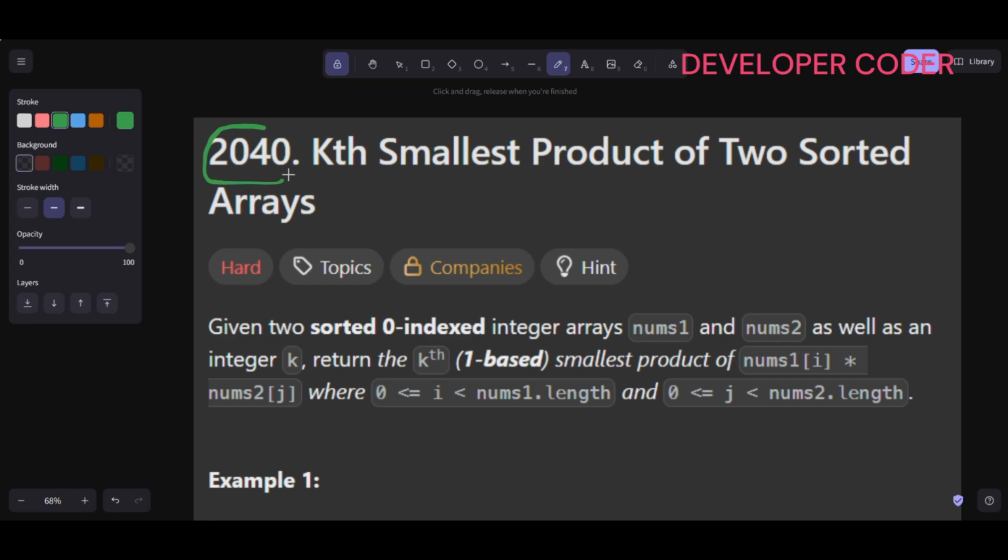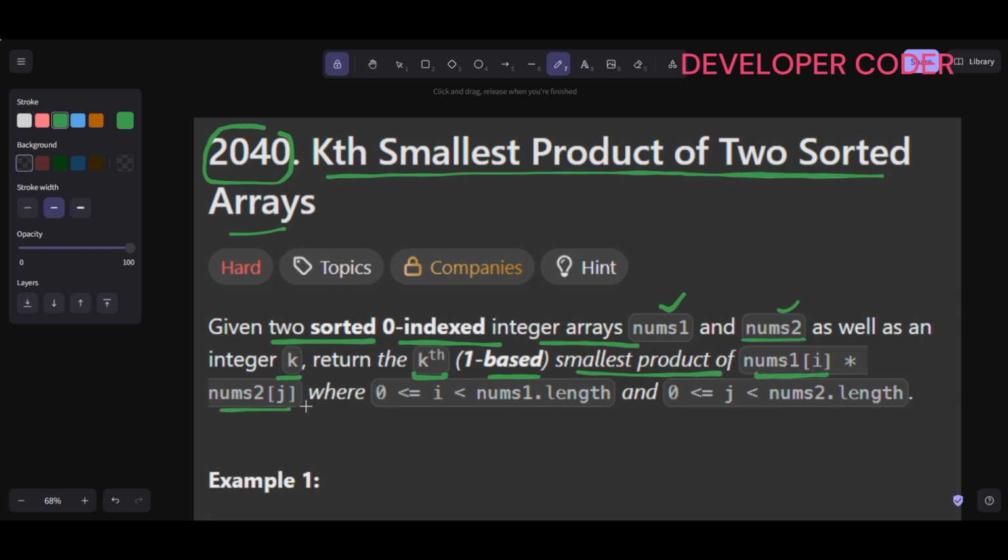Problem number 2040, Kth Smallest Product of Two Sorted Arrays. Let's read the problem statement first. We are given two sorted zero-indexed integer arrays nums1 and nums2 as well as an integer k. We have to return the kth (one-based) smallest product of nums1[i] times nums2[j], where i is greater than or equal to 0 and less than nums1.length, and j is greater than or equal to 0 and less than nums2.length.